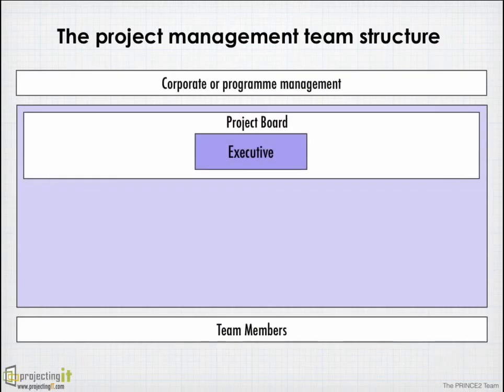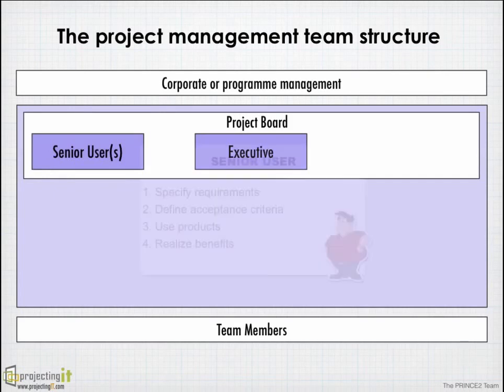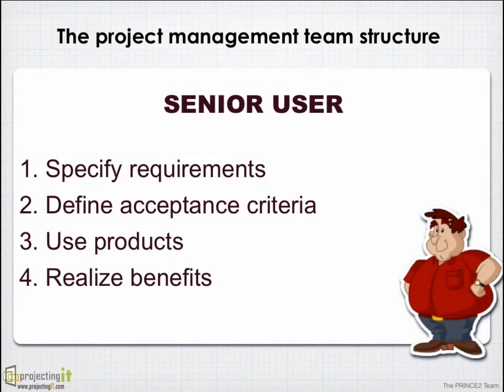The executive is supported by the senior user. These are basically the people who are going to use the products delivered by the project. So when I implement a CRM system, the business units or the people working in those units who are going to use the application are the users. Somebody who represents them on the project board is a senior user.